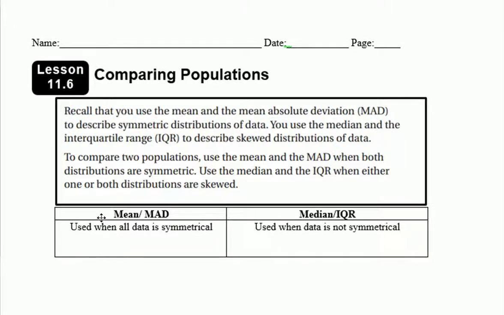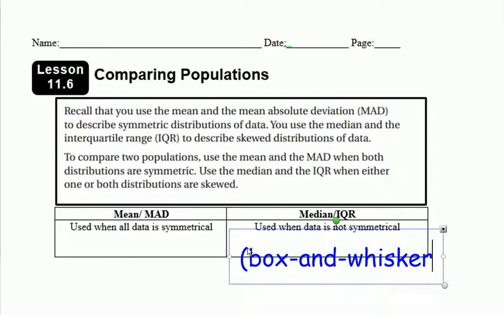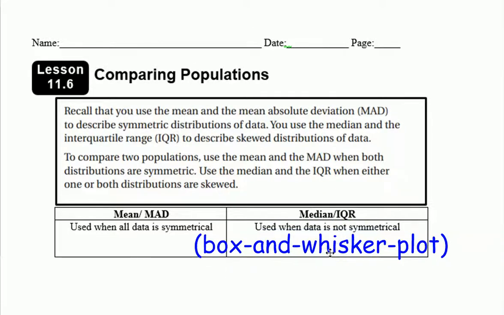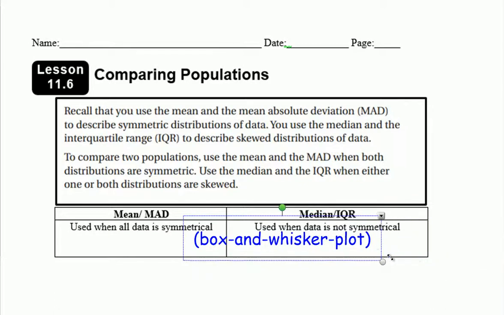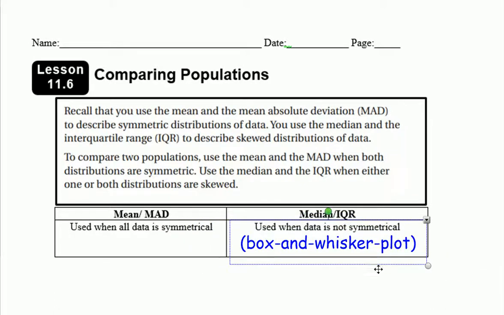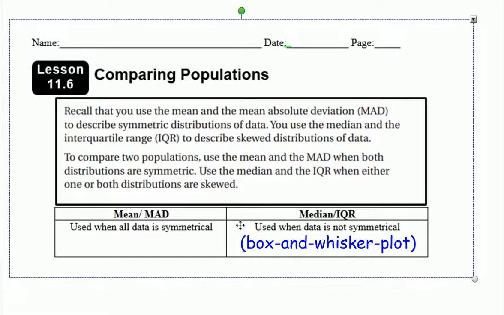So when I have data that's symmetrical, I would use the mean and the MAD. When it's not symmetrical, I would use the median or the IQR. Because all of our data is pretty much going to be not symmetrical, if you are given data that has a box and whisker plot, you're going to use the median and the IQR, which is what we're going to be doing all of today. So this is the one we're going to be using. Give it a big star.